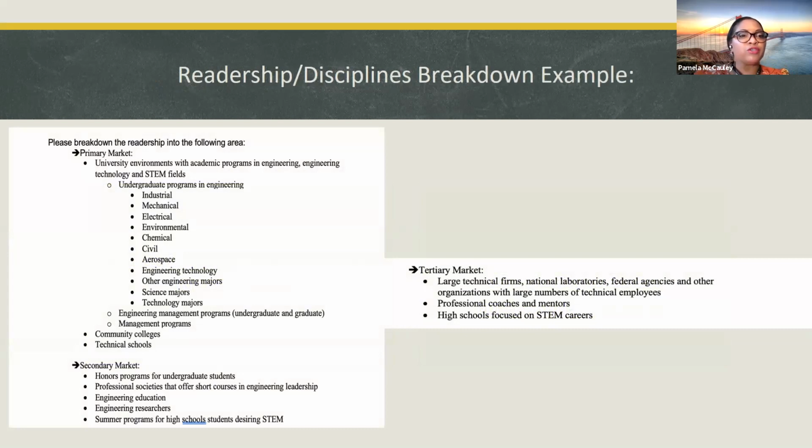So break down the readership in the following ways, and we don't have to get into all of this, but looking at the university environments with STEM departments, and I think this is from my engineering leadership book, this example. So undergraduate programs in STEM, community colleges, technical schools, honor programs for undergraduate students, engineering education. So this is just an example of how you might look at that as you're preparing this information as it relates to your market for your book.